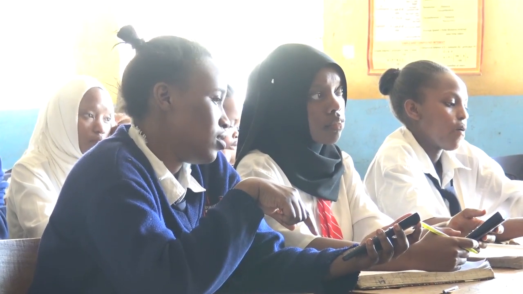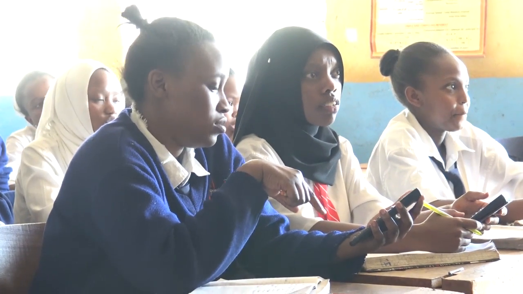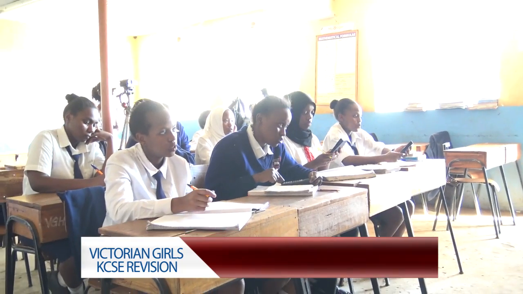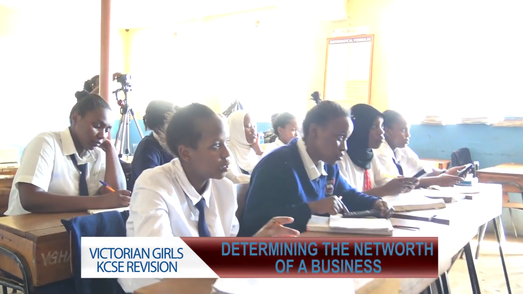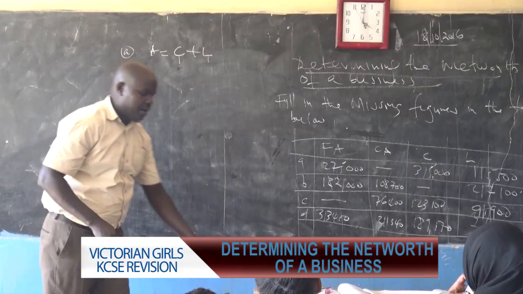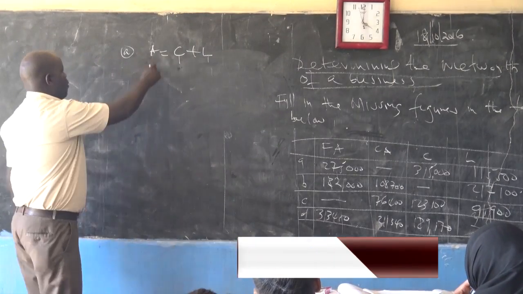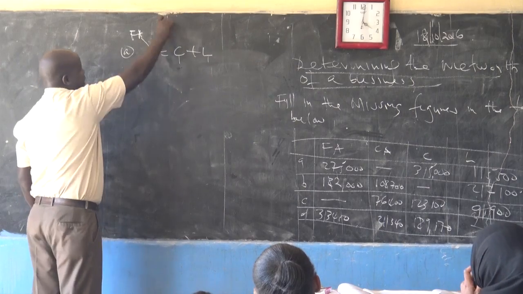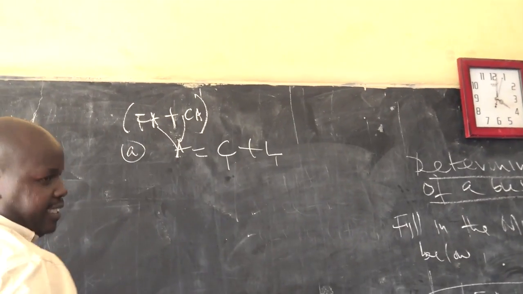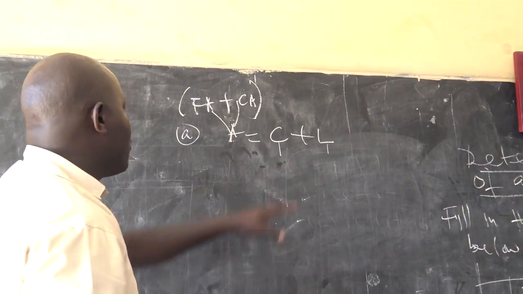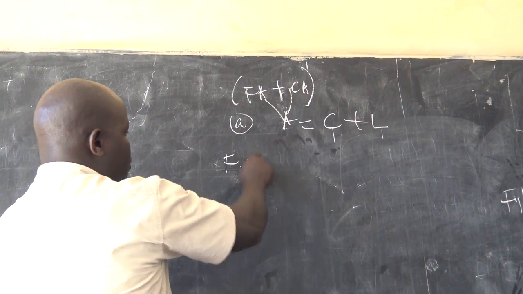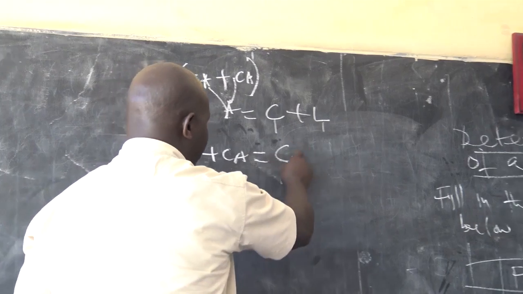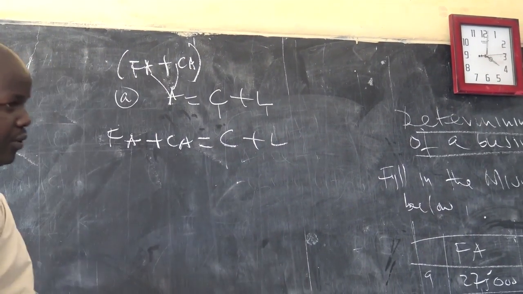How much do you get? 132,400. With what? Assets, because previously we've seen that we have two categories of assets. We have fixed assets and current assets. Collectively, they are assets. Are you together? Now from here, you will say fixed assets plus current assets is equal to capital plus liability. Are you together?